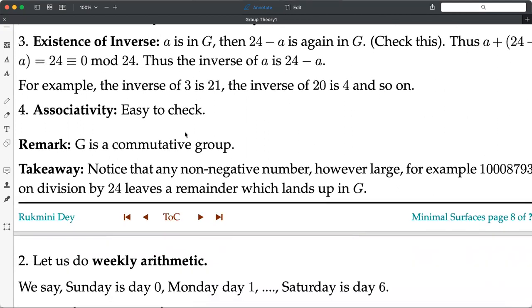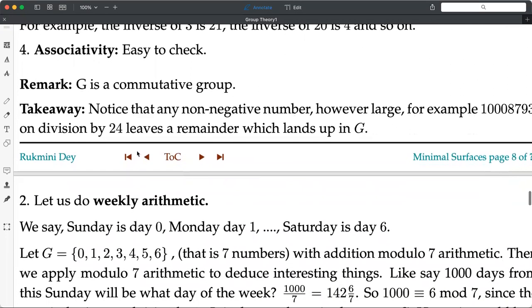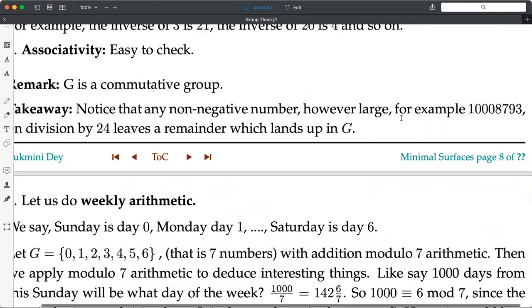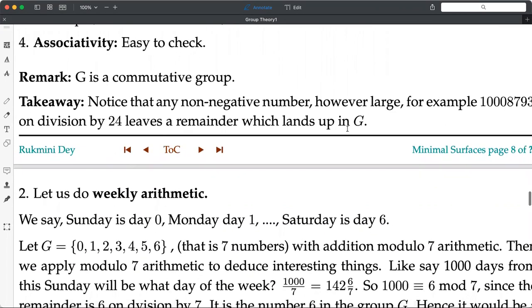Associativity is also easy to check. And G is a commutative group. So the takeaway from this exercise is, notice that for any non-negative integer, however large, for example 10,008,793, division by 24 leaves a remainder which lands up in G.